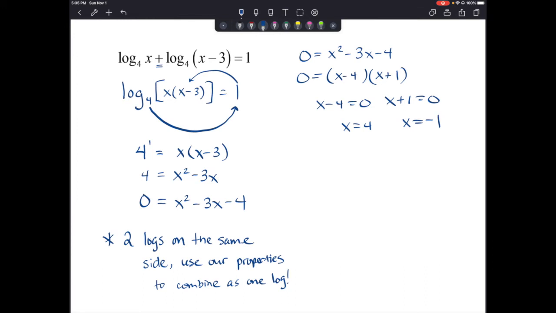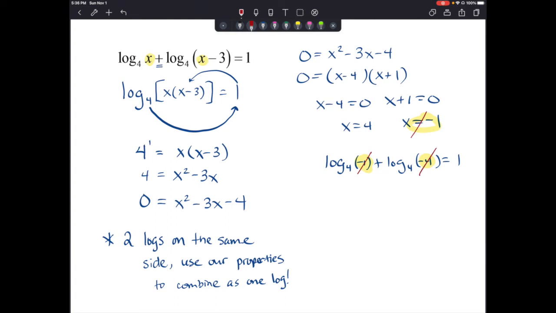Now let's check them. Okay, if I take this negative 1 and put it in right there, you're going to see that I would have log base 4 of negative 1 plus log base 4 of negative 4 equals 1. Those can't work. We cannot have a negative value in here, so we've got to throw these out, throwing out that answer.